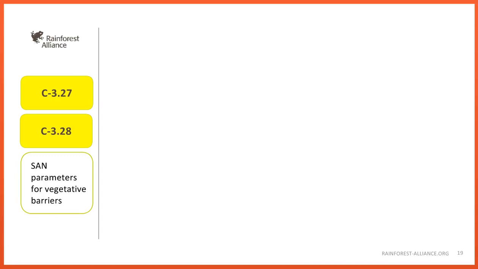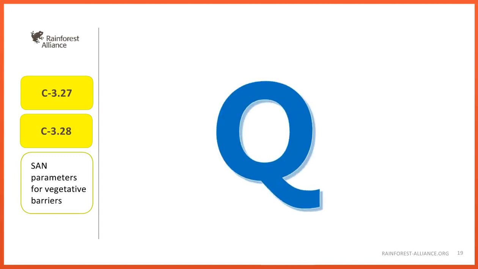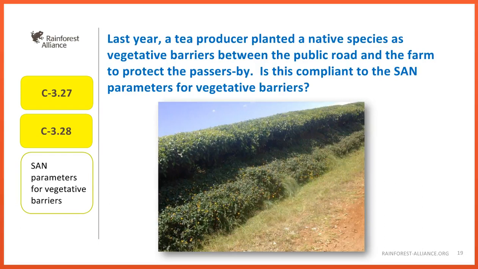Let's confirm your understanding of the session through quizzes. Here is the first quiz. Last year, a tea producer planted a native species as vegetative barriers between the public road and the farm to protect the passers-by. Is this compliant to the SAN parameters for vegetative barriers?